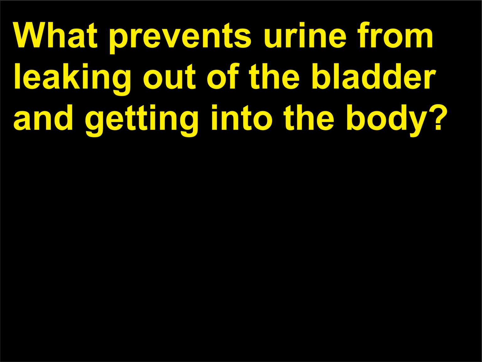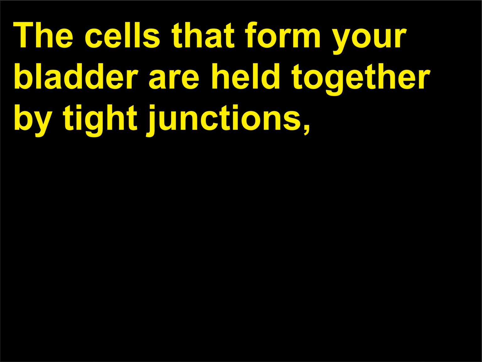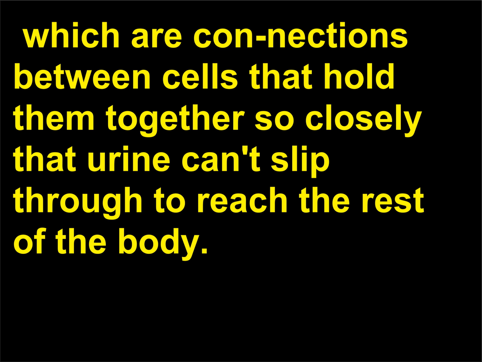What prevents urine from leaking out of the bladder and getting into the body? The cells that form your bladder are held together by tight junctions, which are connections between cells that hold them together so closely that urine can't slip through to reach the rest of the body.